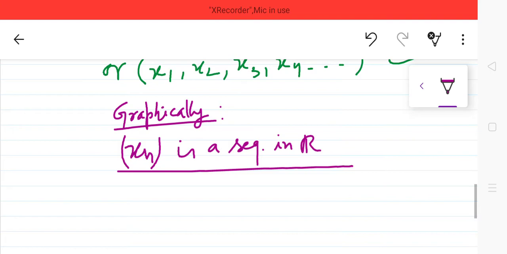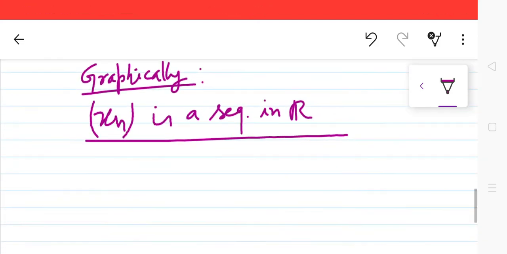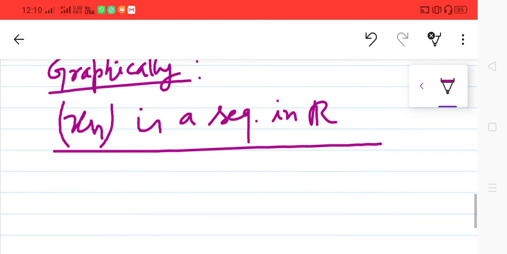Xn is a sequence in R, which means a function from N to R, and that function f is xn, taking values in the real line. So what I need to do is plot this function. Xn is a function, so I need to plot this sequence. Sequence is a function, right? So how do you plot this? Can you plot this? Let's see.